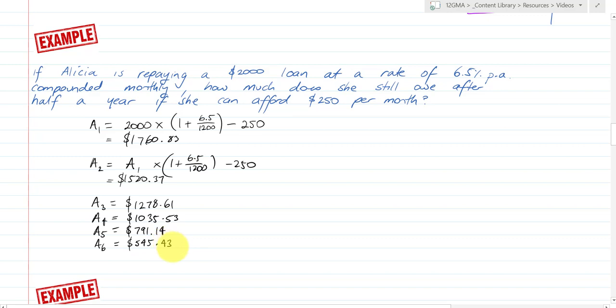545.43. So after 6 months, and I've got to be careful here and just make sure that it is indeed after 6 months, A1 was starting at A0 right at the start with one period, so that's the end of 1 month.